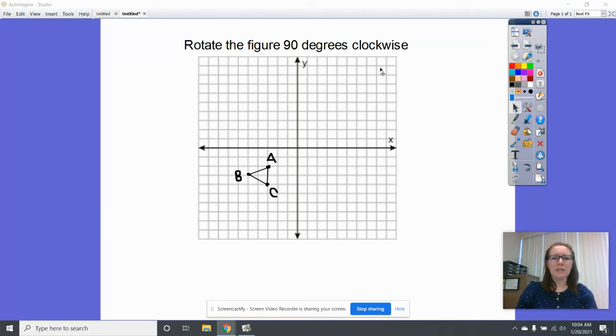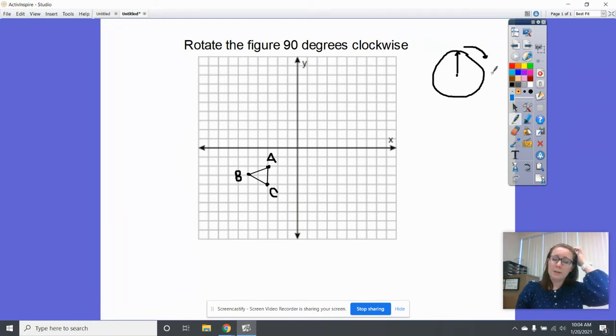So, clockwise, if you imagine a clock, here I could even draw a pretend clock. Clockwise is this direction. So, clockwise is going to the right. That means the same direction as a clock. Counterclockwise is going the opposite direction of a clock. So that's going to the left or rotating to the left. So that's the first thing we need to know: what direction are we going?